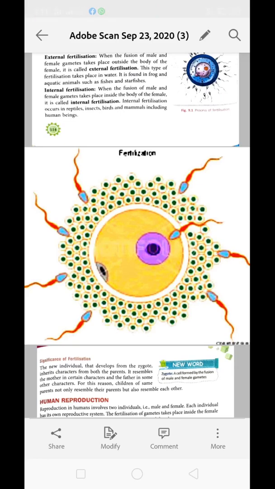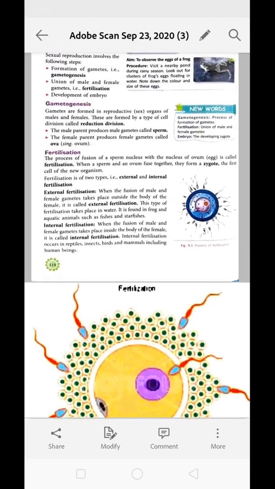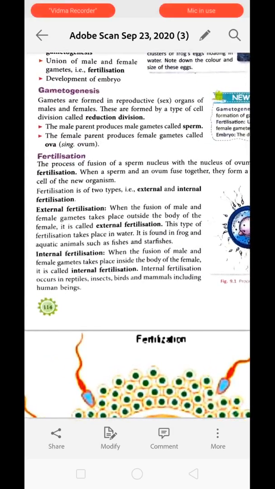A number of sperm get attached to the ovum. Only one of them is successful in fertilizing it. Clear? Now, about fertilization. Based on where fertilization is taking place, fertilization can be of two types. First is external, second is internal. If the fertilization is taking place outside the body of the female, it is termed as external fertilization.